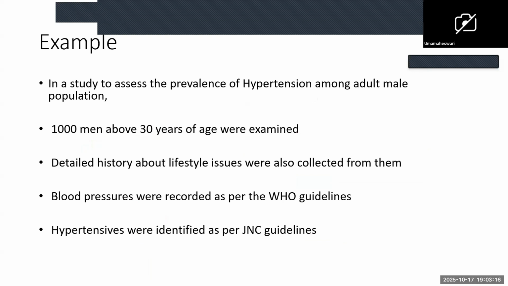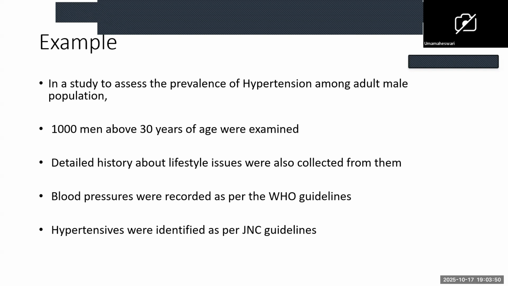So here I give an example. If I want to study the prevalence of hypertension among the adult male population, hypertension has different risk factors, maybe a lifestyle issue. I take smoking as a risk factor. Just as an example, there will be so many risk factors for developing hypertension: diet, salt intake, exercise, whatever. Here, for example, one table I have taken as lifestyle issue. I'll give you smoking.